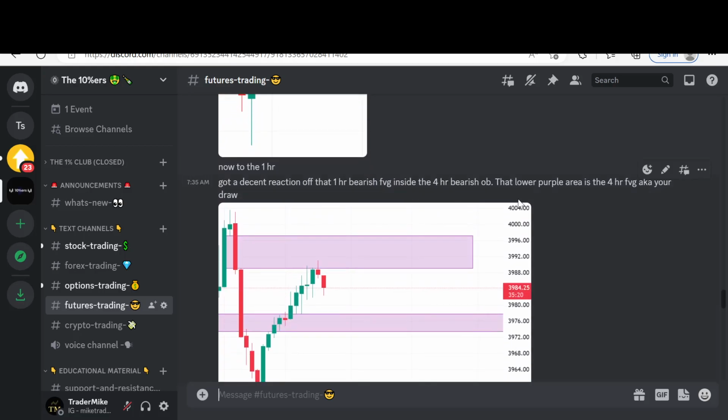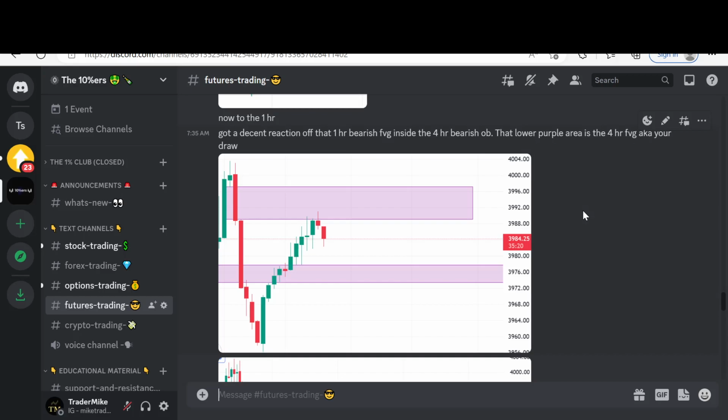Now I said now to the 1-hour. We got a decent reaction off that 1-hour bearish fair value gap inside the 4-hour bearish order block. That lower purple area is the 4-hour fair value gap, aka your draw. So now it's just displayed on a 1-hour chart. So yes, we traded up into the 4-hour higher time frame level bearish order block, and then this fair value gap was inside of that higher time frame level, right?